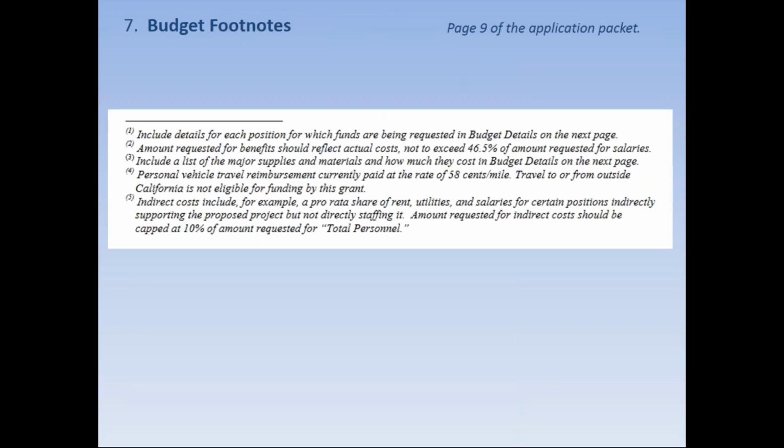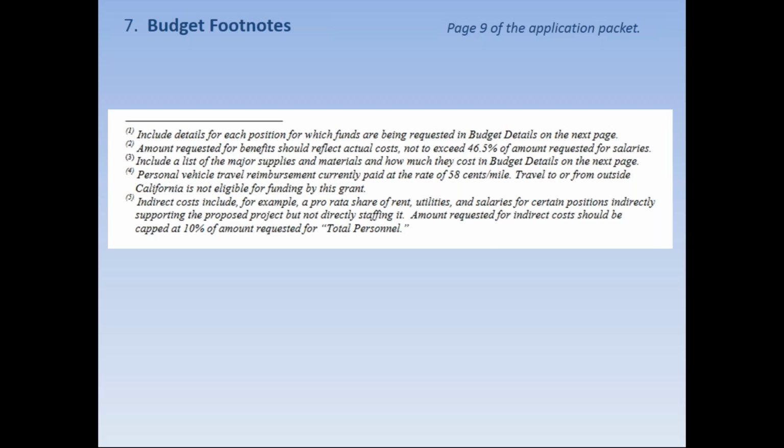And these are the footnotes on that page that we were just looking at, and I'm showing them to you because they are important, and so you should read them. For example, number 2 explains the maximum percentage for benefits, which is 46.5% of the amount requested for salaries. That will likely be lower for most organizations. Number 4 is about how our auto travel reimbursement is always based on the IRS reimbursement rate, which currently is 58 cents per mile.